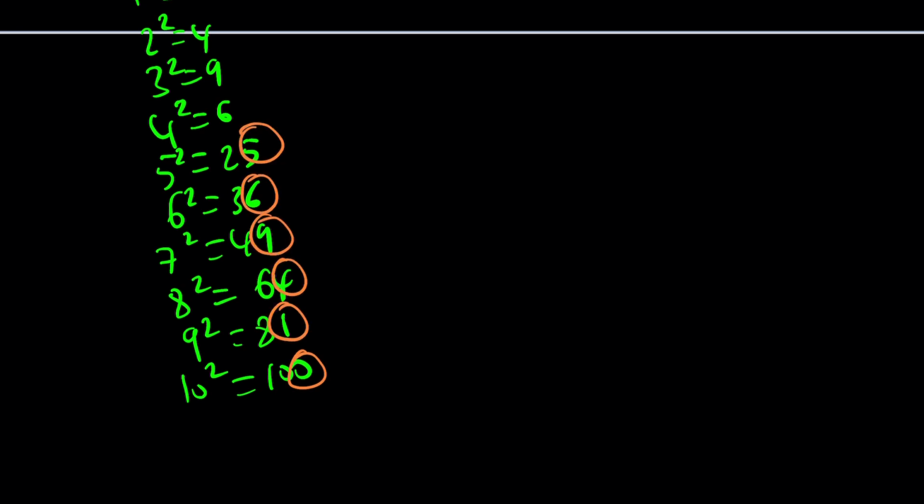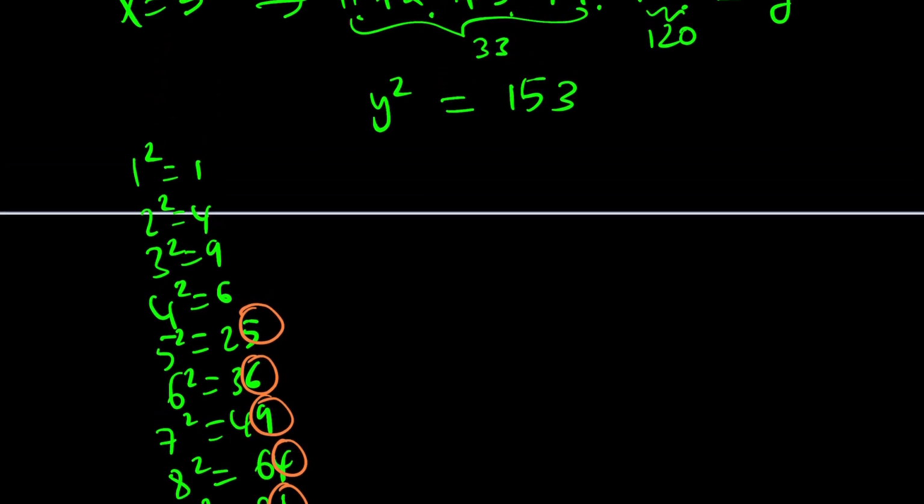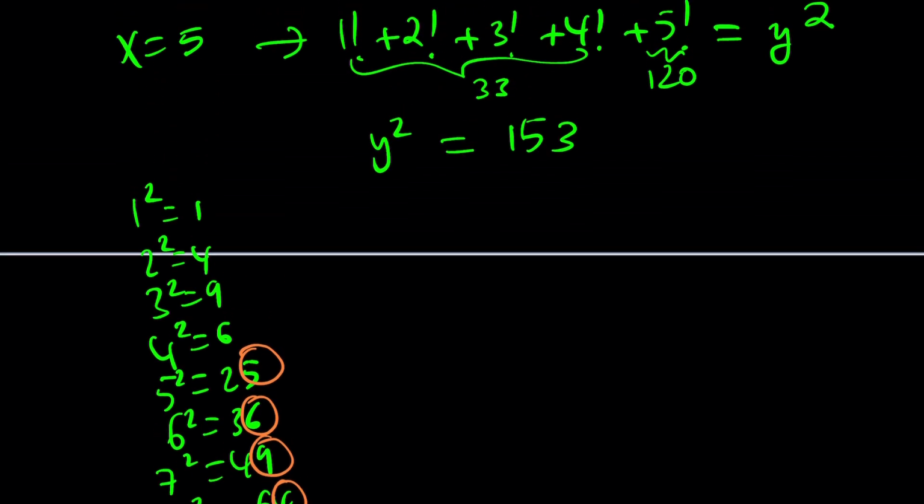But those are the only numbers it can end in. So it can't end in 2, it can't end in 3, it can't end in 7. Can it end in 8? Nope. Those are all the exceptions. So you cannot have a perfect square which ends in 3, and we already know 153 is not perfect. But why do I keep saying it can't end in 3? Why is the ending so important?